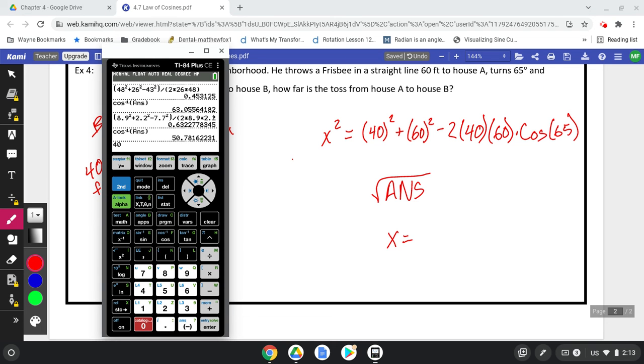So 40 raised to the second plus 60 raised to the second minus 2 times 40 times 60 times the cosine of 65. That's not our answer though. We remember second square root, second answer, and we get 56 feet.